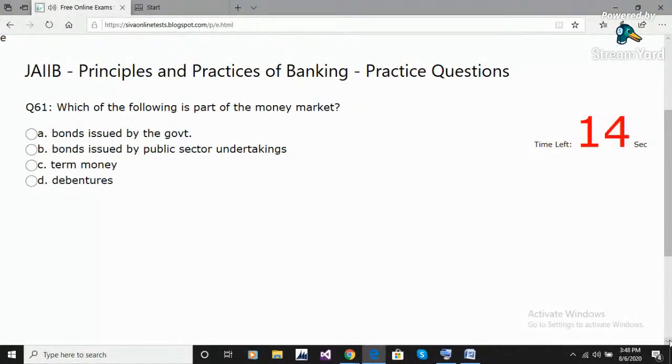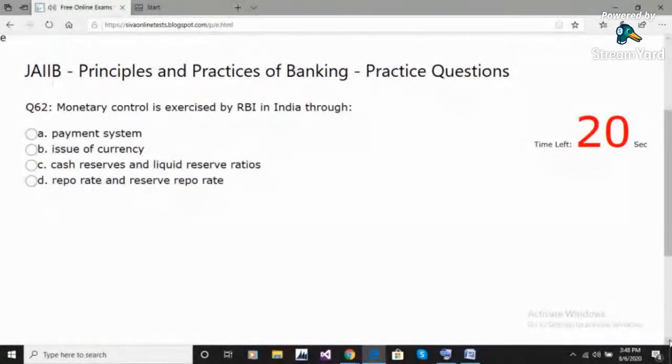Option A bonds issued by the government. Option B bonds issued by public sector undertakings. Option C term money. Option D debentures. Answer C term money. Question 62, monetary control is exercised by RBI in India through Option A payment system.